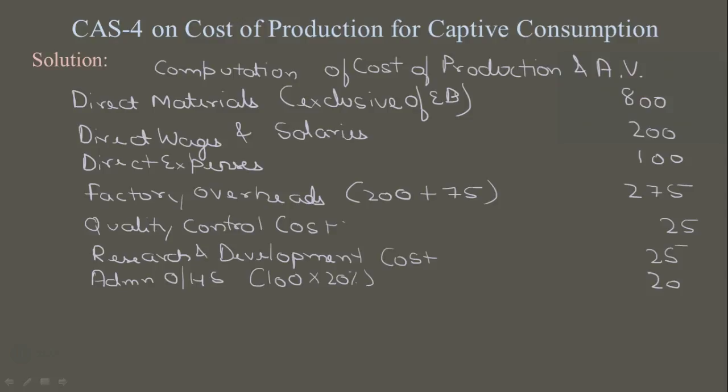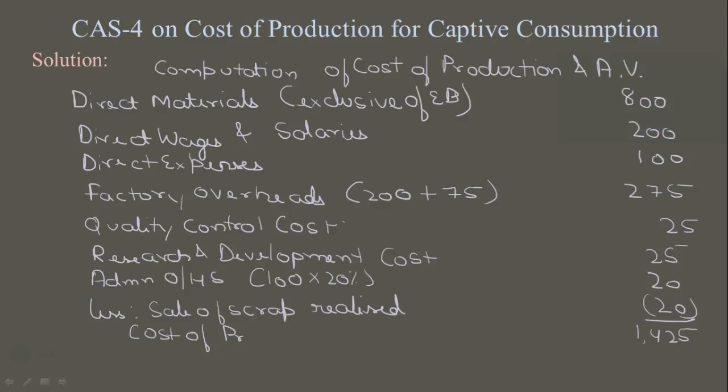Then what we have to do, we also realize some scrap value. How much? It is 20. So we will put it in brackets because it will reduce our cost of production. Then the total we get is our cost of production. Oh, simple. And we get this question for around 5 to 7 marks.